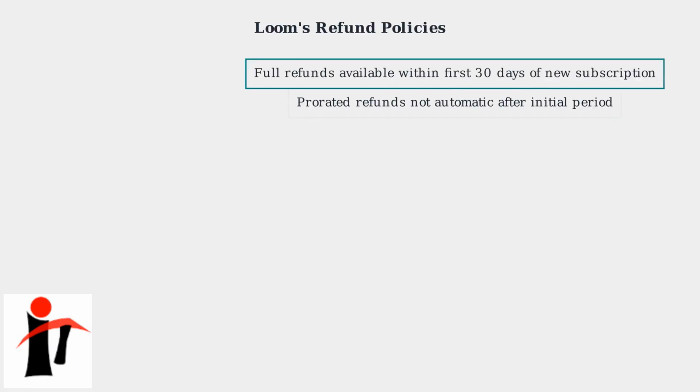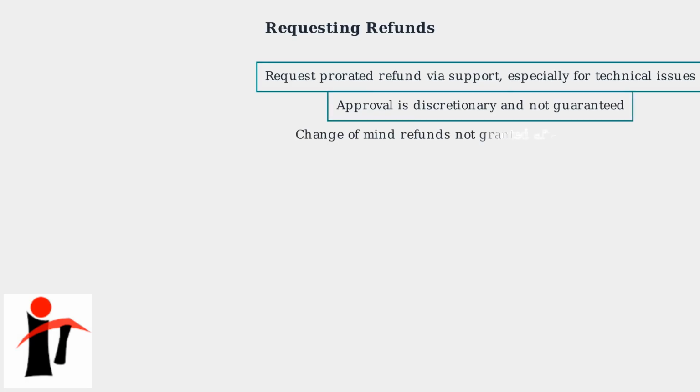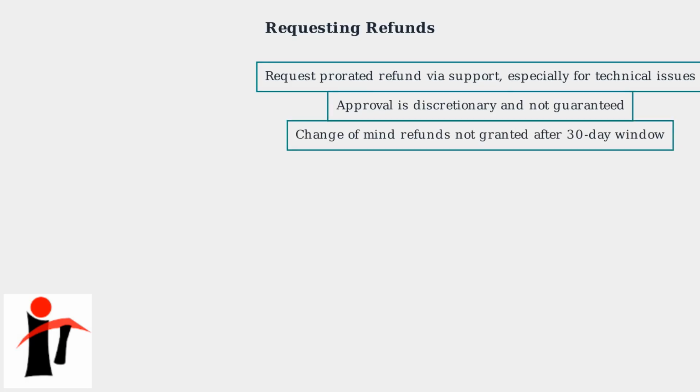Let's clarify Loom's refund policies. Full refunds are typically only available within the first 30 days of a new subscription. If you cancel after this initial period, prorated refunds are not automatic. You can request a prorated refund by contacting Loom support, particularly if you've experienced technical issues.